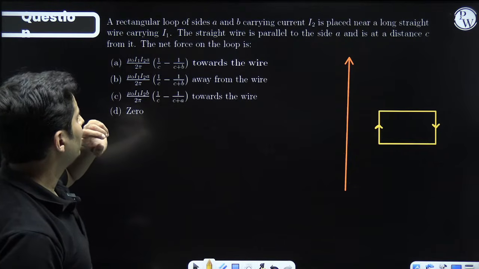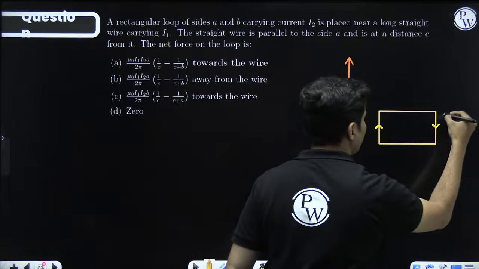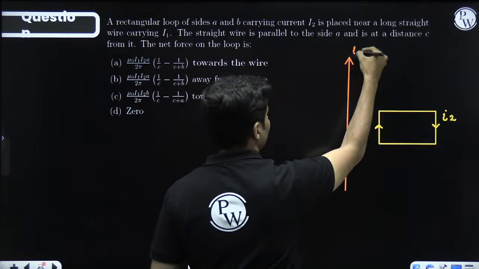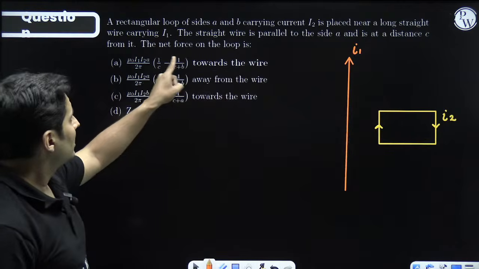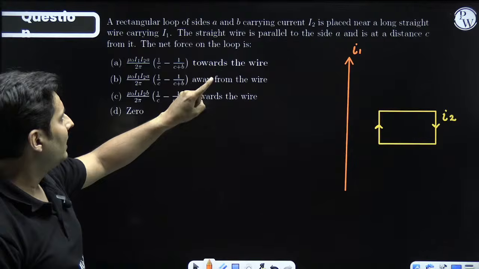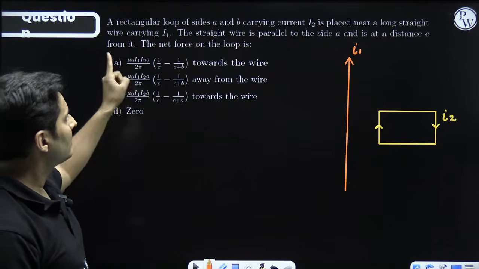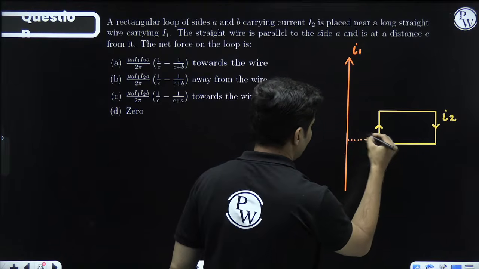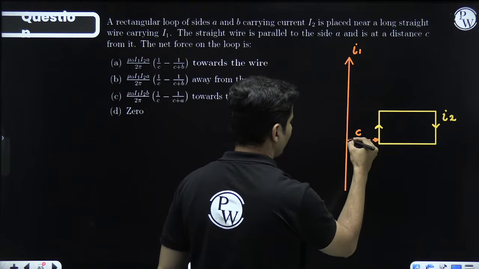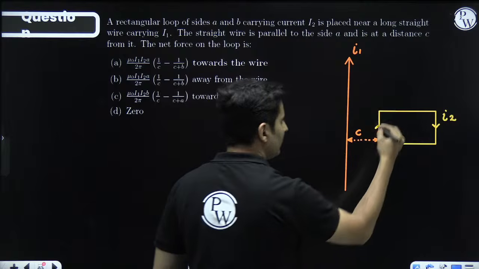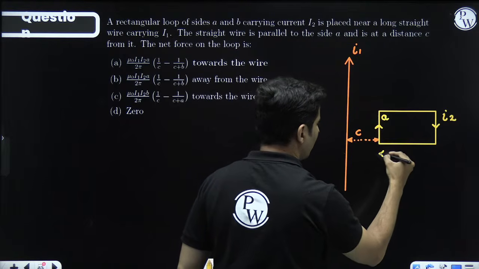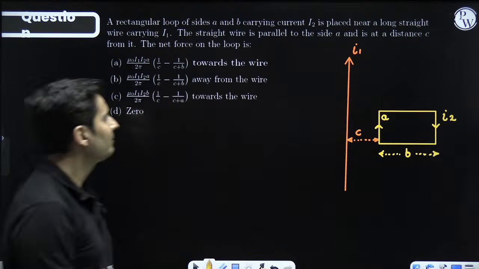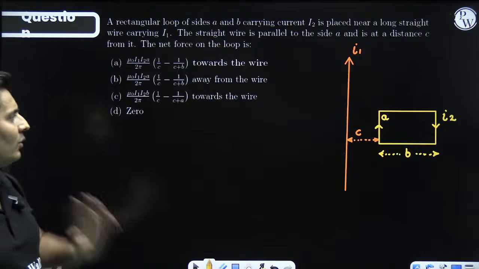The rectangular loop AB is carrying current I2. This long wire is carrying current I1. The straight wire is parallel to side A and is at a distance C from it. So this distance is C, and this is A and this is B. What is the net force on the loop?